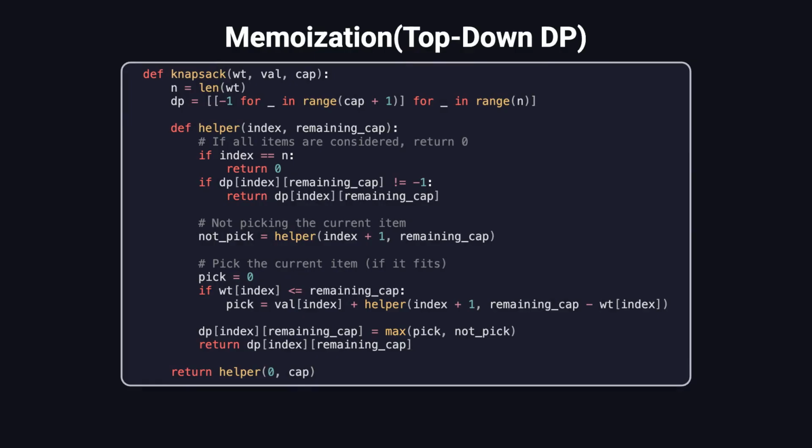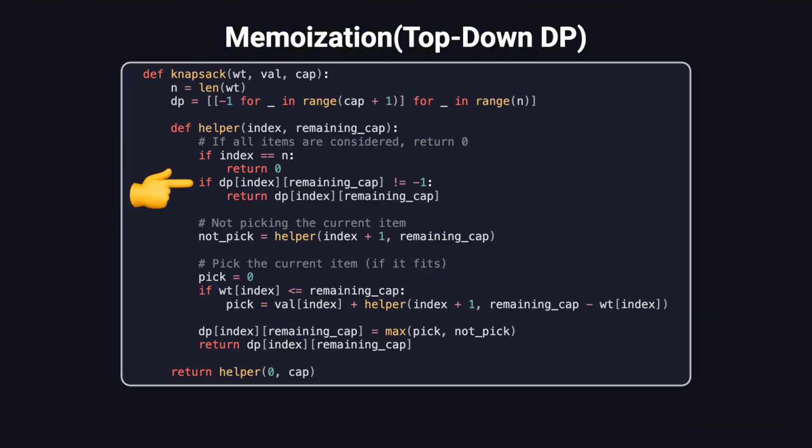Here's how the optimized version works. We build on the recursive approach, but add a 2D list called DP to save the results. Each entry in DP represents a subproblem, defined by the current item index and remaining capacity. The main function, Knapsack, still takes weights, values, and the capacity. It sets up the DP table with -1 in every cell, which just means we haven't calculated it yet. We then define a helper function that does the recursion.